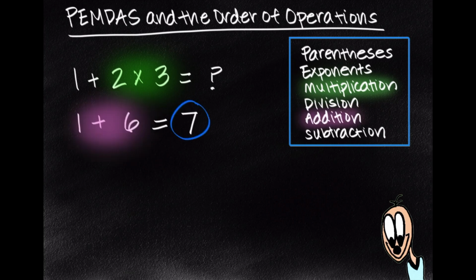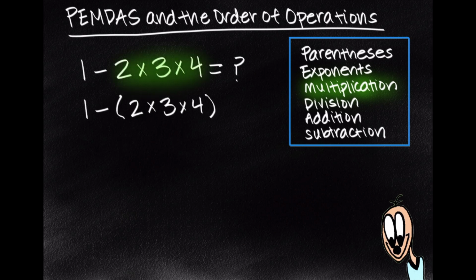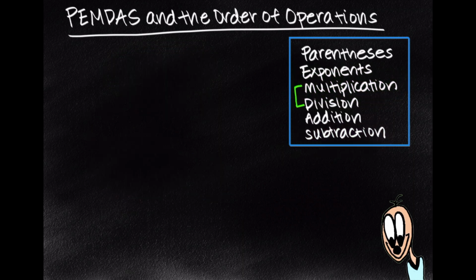Let's try another one. So this time we have 1 minus 2 times 3 times 4. In this problem, we have subtraction and multiplication. Again, we're going to consult our order of operations, and we can see that multiplication comes before subtraction. So we have 1 minus 2 times 3 times 4. That takes us to 1 minus 24, and now we can subtract as our second operation, and our final result is negative 23.